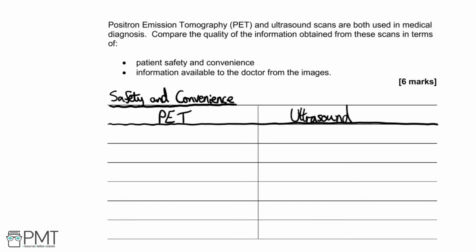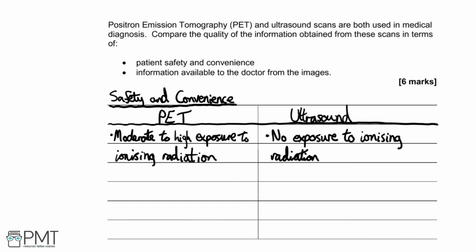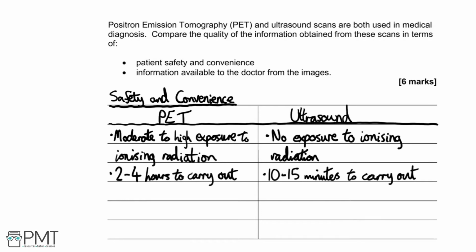So firstly, an advantage of ultrasound is that there's going to be no exposure to ionizing radiation. Whereas for a PET scan, obviously you're going to be exposed to gamma rays. So let's put the equivalent for PET scans on the left-hand side. So another thing to say about ultrasound is that it takes far less time to do, perhaps between 10 and 15 minutes. So again, another advantage for ultrasound.